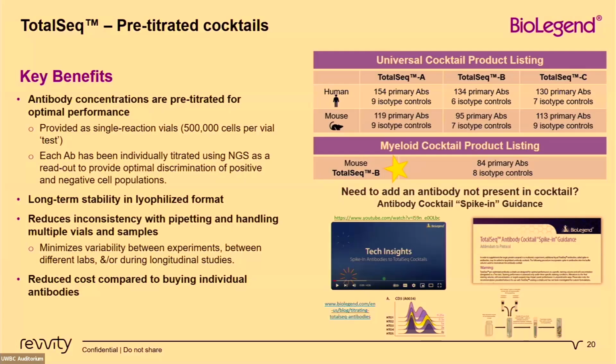We also have a myeloid cocktail. The myeloid cocktail is more myeloid-specific for mouse, in total-seq B format, with 84 primary antibodies and 8 isotype controls.